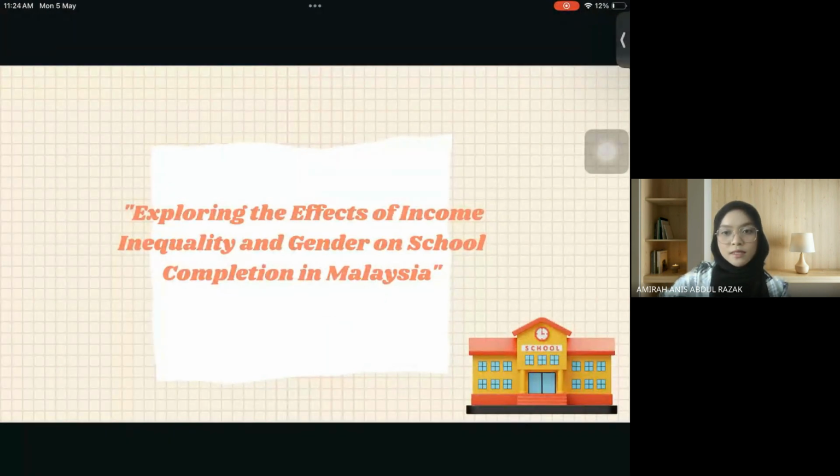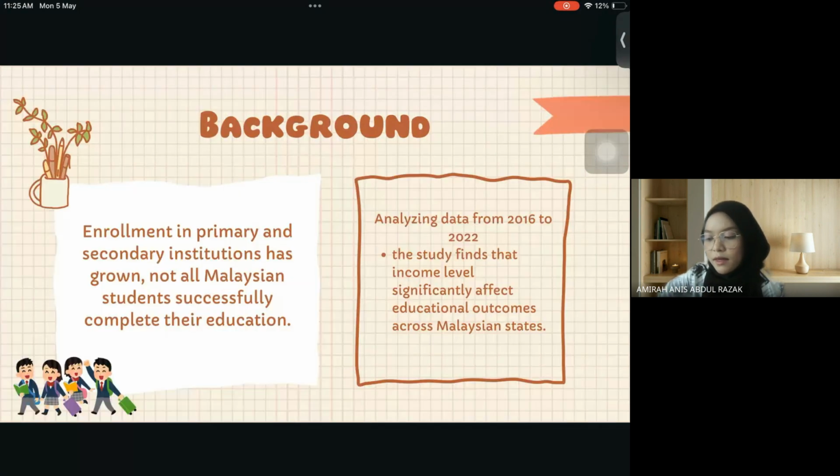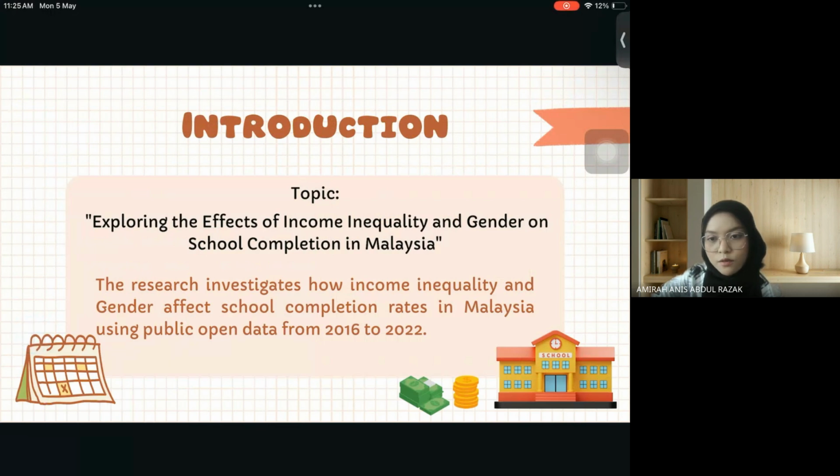Our presentation is based on a research paper called Examining the Impact of Income Inequality and Gender on School Completion in Malaysia by Muhammad Sukri bin Ramli. We, Umaira and Amira Anis, have worked together to study the income effects on students finishing school in Malaysia. So next I will pass the introduction to Amira Anis.